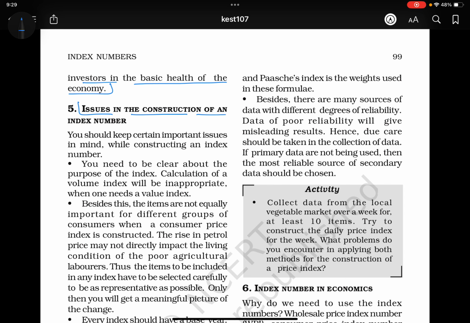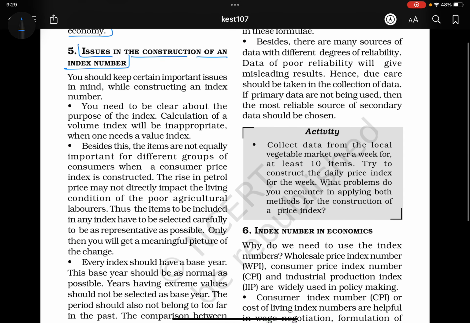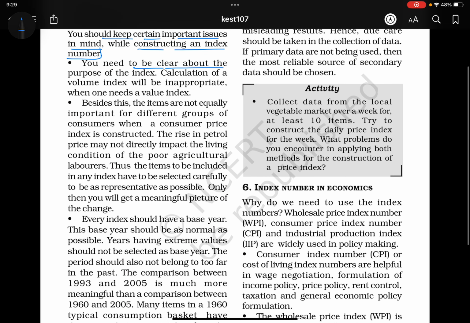Issues in the construction of an index number. You should keep certain important issues in mind while constructing an index number. You need to be clear about the purpose of the index. Calculation of a value index will be inappropriate when one needs a quantity index. Besides this, the items are not equally important for different groups of consumers when a consumer price index is constructed. The rise in petrol price may not directly impact the living condition of the poor agricultural laborers.